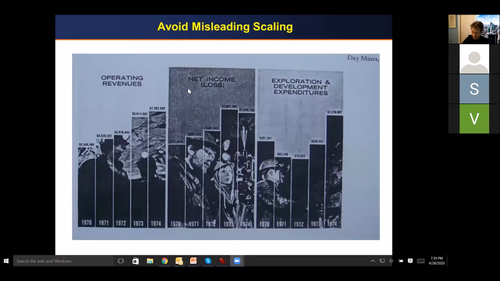So this is another one. This is another case of misleading scaling, where everything rises up, but actually there is loss here, yet it's rising up, right? So these losses are actually positive. Everything seems to be tall, but it's not really tall, right?